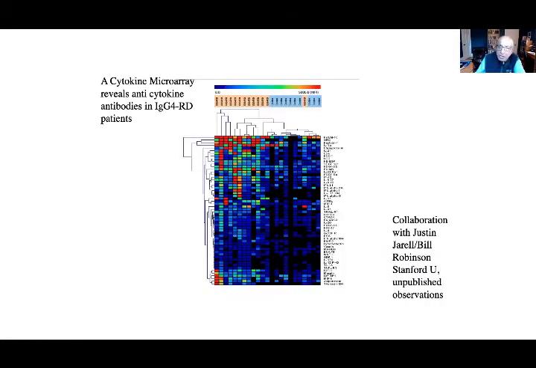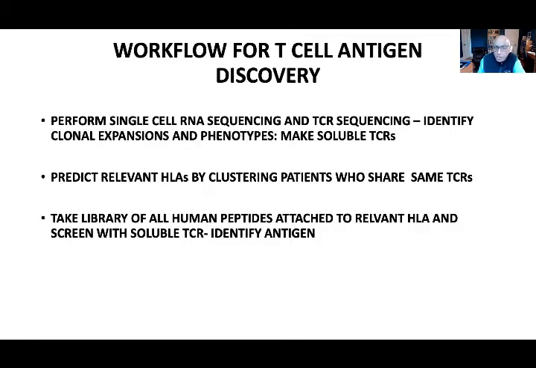In some other patients, we worked with Bill Robinson's lab and used microarrays looking for anti-cytokine antibodies. He found a very interesting anti-cytokine antibody against the IL-1 receptor antagonist. This might explain why the disease gets worse, because IL-1 is being made by CD4 CTLs as well. So that's another approach that we've used. There are other approaches like PLATO that we've used and so on. So there are multiple approaches that can be used for B-cell antigen discovery.